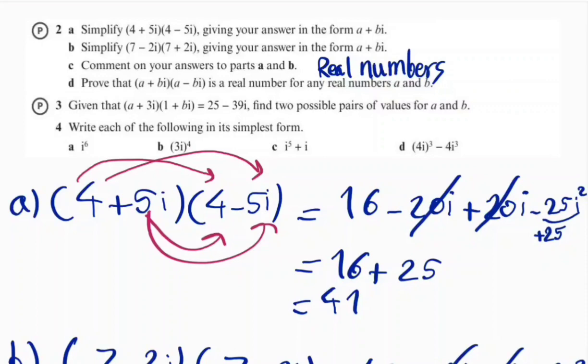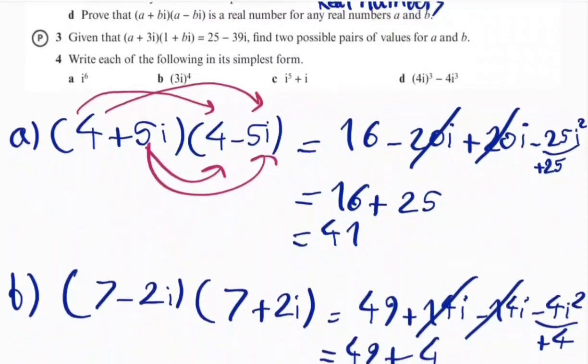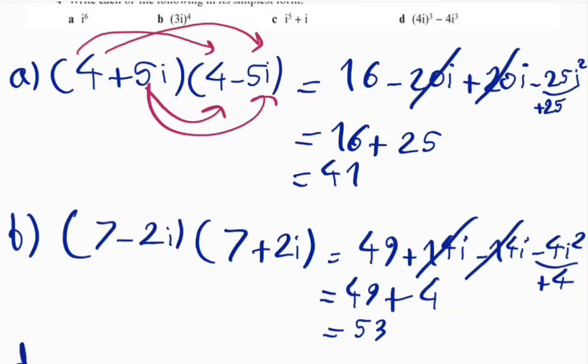D. Prove that (a + bi)(a - bi), which is exactly the same as the form of the questions that we have been doing, is a real number for any real numbers a and b. So it's simpler than it looks, because we have (a + bi)(a - bi), and we need to prove that, which is a very straightforward proof. This one, we simply need to expand.